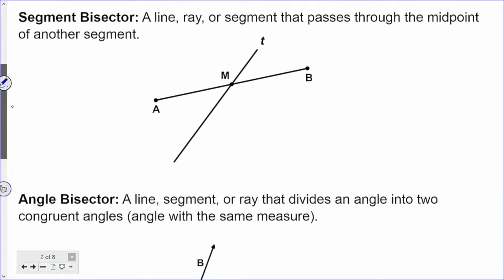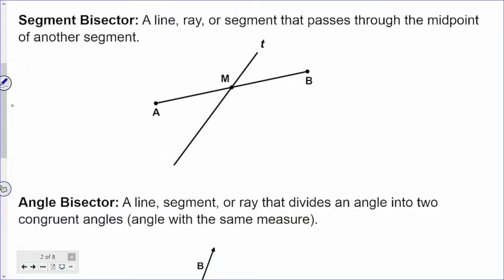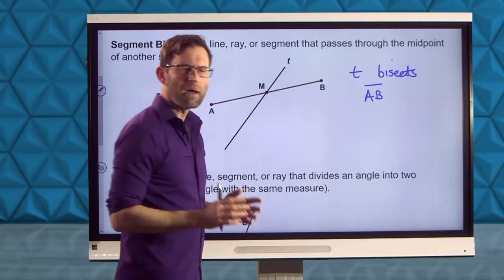Another piece of terminology that's very similar to midpoint, segment bisector. A line, ray, or segment, doesn't matter which, that passes through the midpoint of another segment. So in other words, in this particular diagram, we've got line T, and it's passing through midpoint M. And therefore, we would say that T bisects line segment AB.